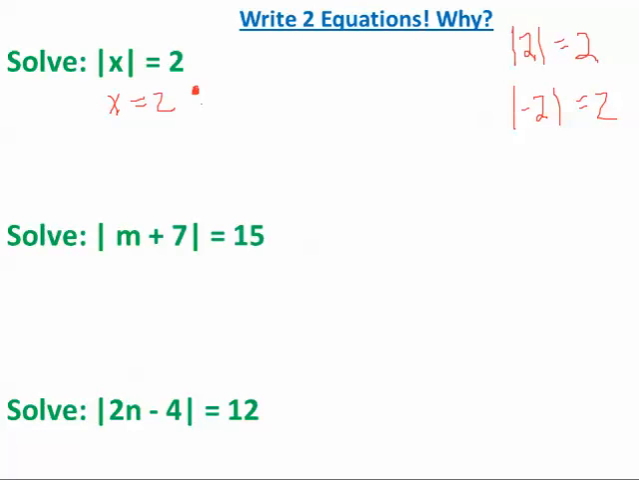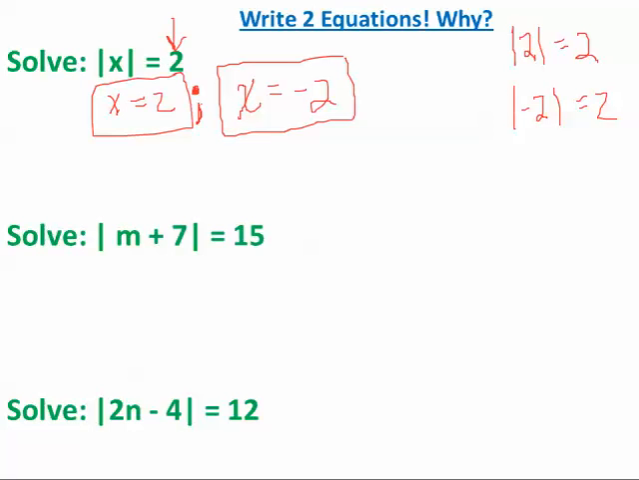The second time I write it, I take the absolute value bars off, but I change the sign of the guy on the other side. And I say, well, it might be equal to negative 2. Not that hard, right? That one came out pretty simple. There are 2 possible answers.